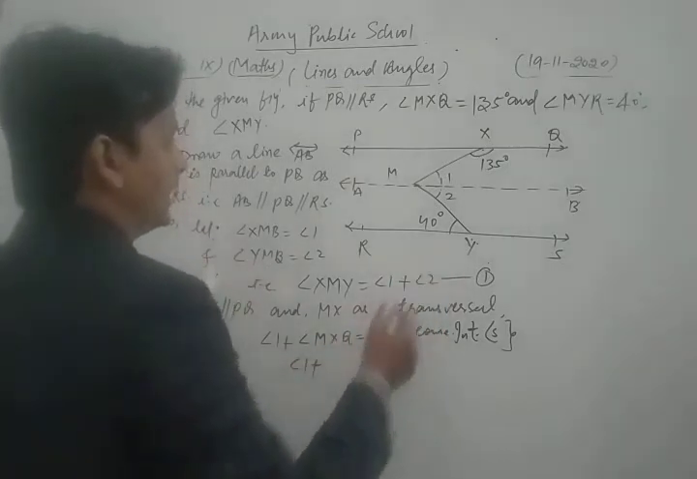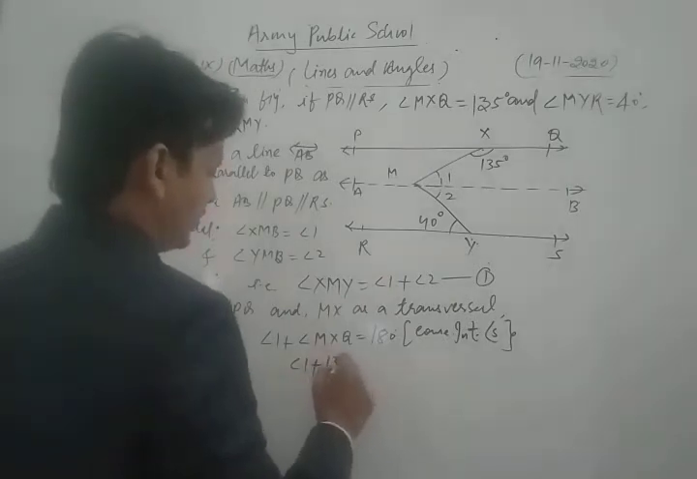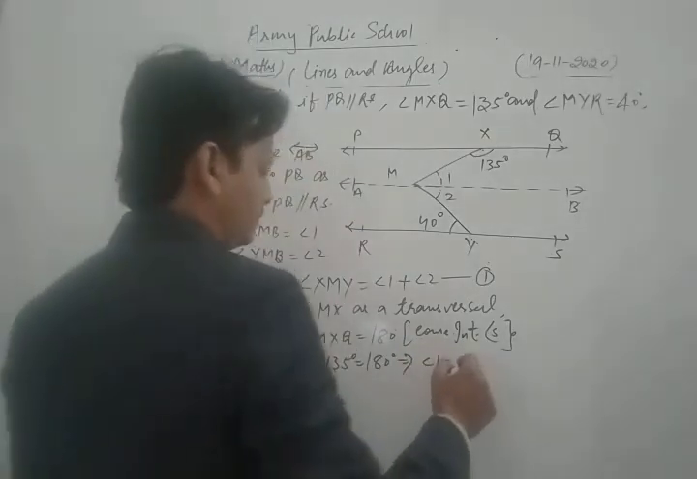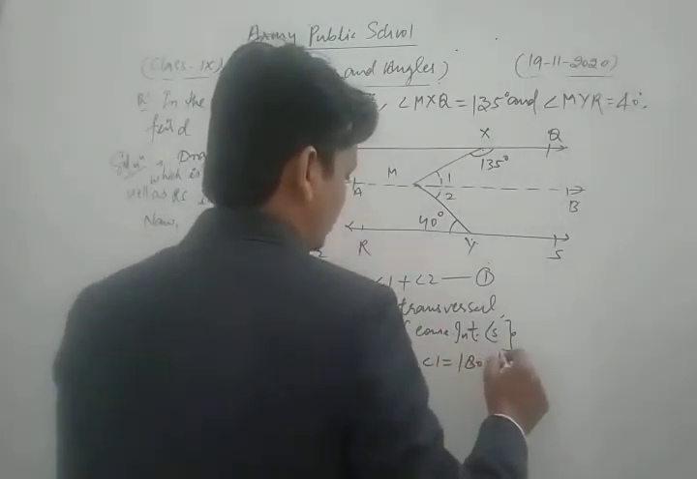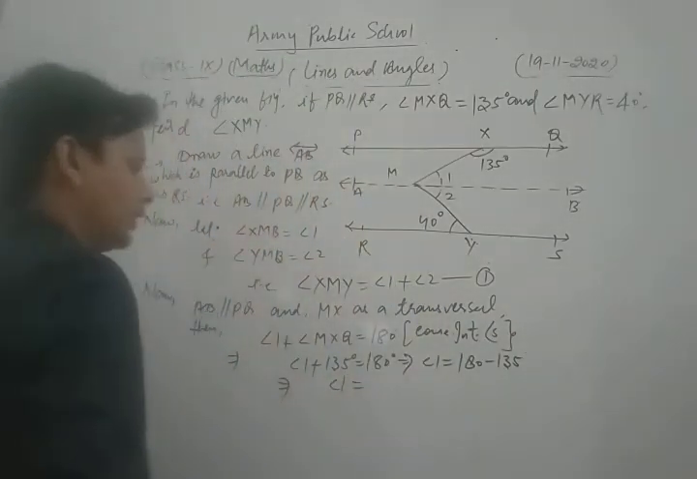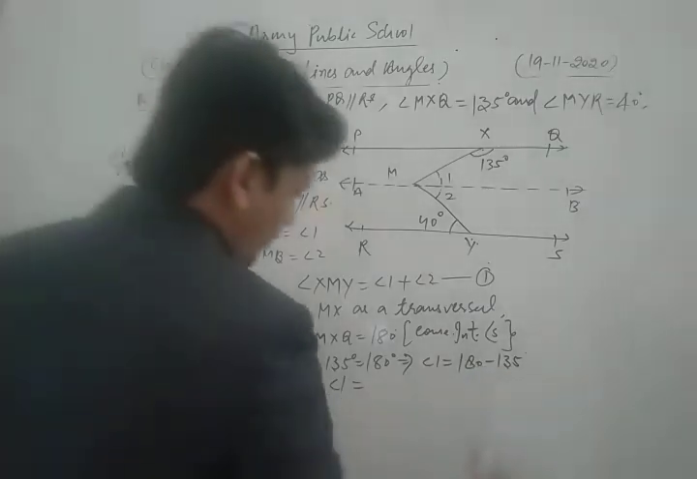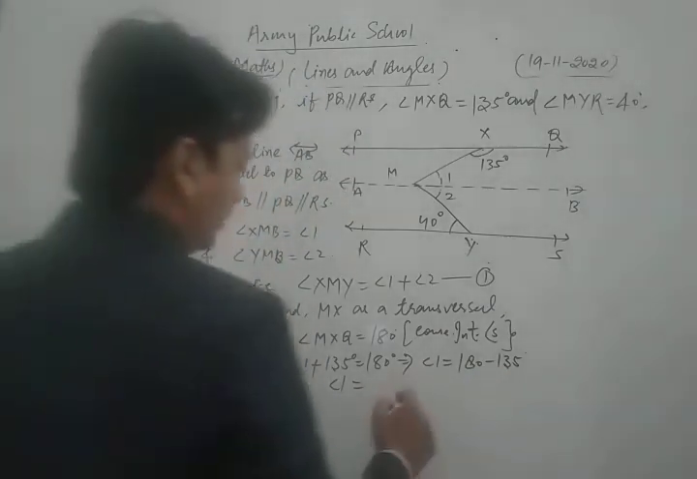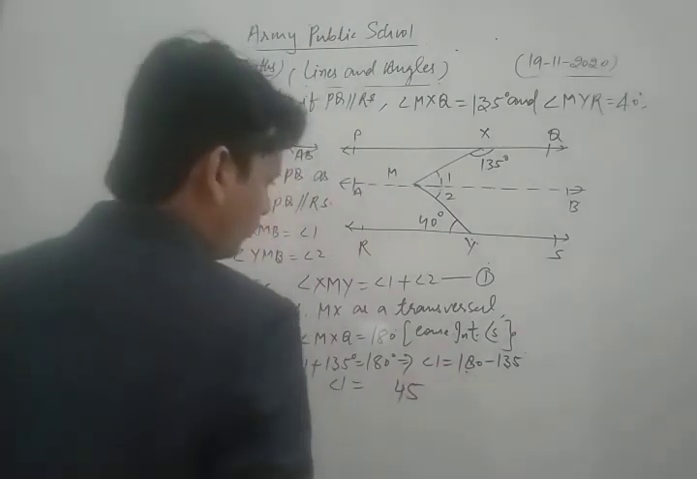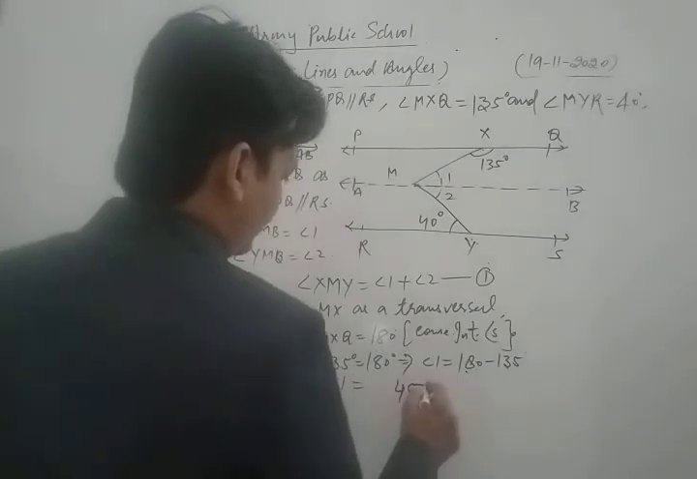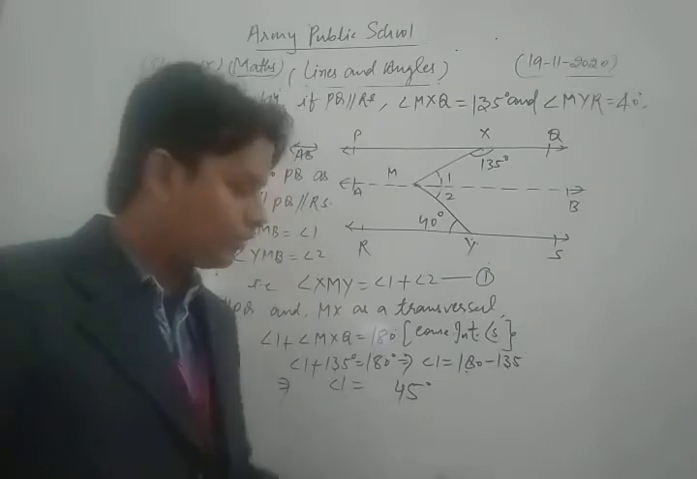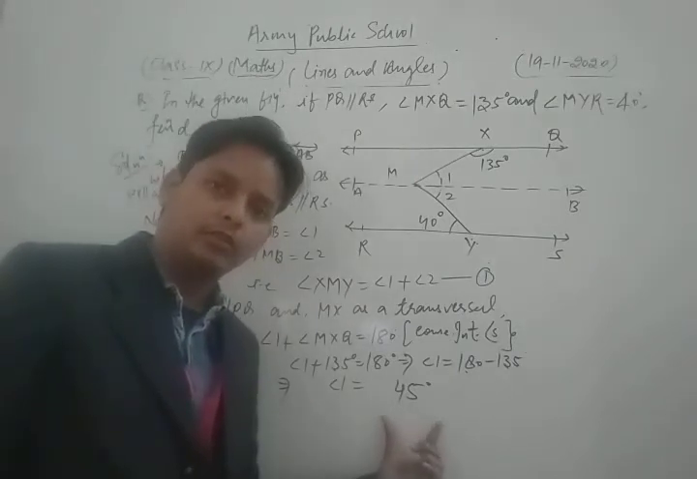Thus we get angle 1 plus angle MXQ, that is 135, is equal to 180. That is, angle 1 is equal to 180 minus 135. Now we subtract 135 from 180, so we get 45 degrees. So in this way, dear student, the value of angle 1 we get is 45.